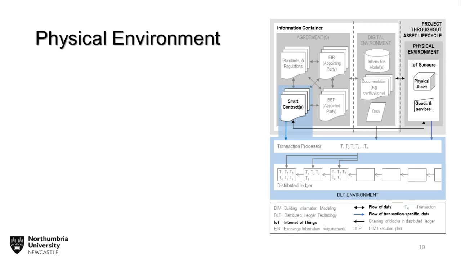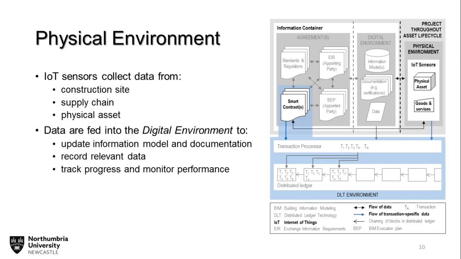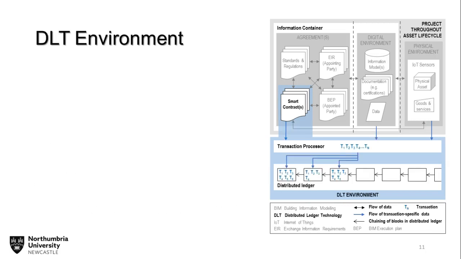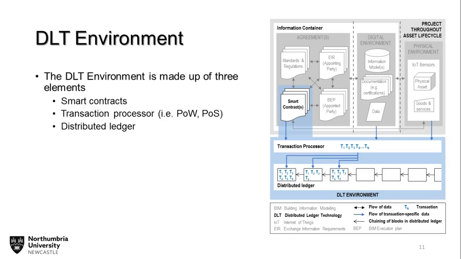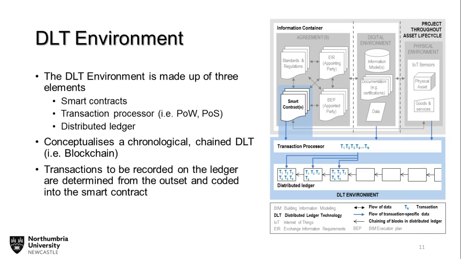And again, with the physical environment, we've got the physical IoT sensors here that connect to the digital environment and smart contracts and put relevant transactions into the ledger. So this is the DLT environment, and we have smart contracts, which run on top of the distributed ledger. The transaction processor, which is the consensus protocol that actually validates and verifies the transactions, and then the distributed ledger, which is almost like a database of transactions. So as I said earlier, we conceptualized the blockchain, and those transactions that are uploaded are determined from the outset.